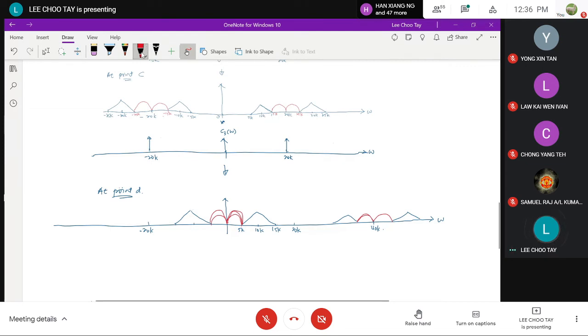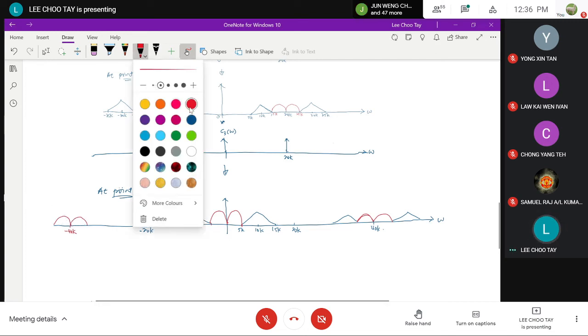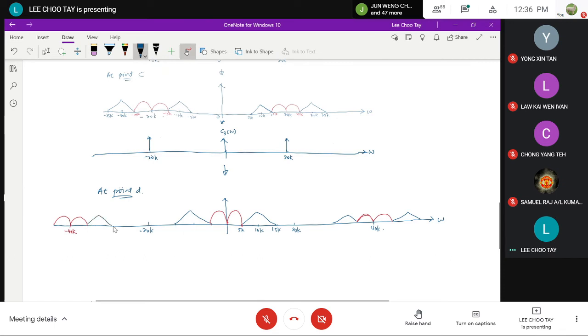This is just a sketch, so I'm not going to draw the exact one. We're going to have something like this. Same thing, this one also will double. Then the minus 20 one will go to minus 40, so you're going to have something at minus 40K, something like this, centered at minus 40K.